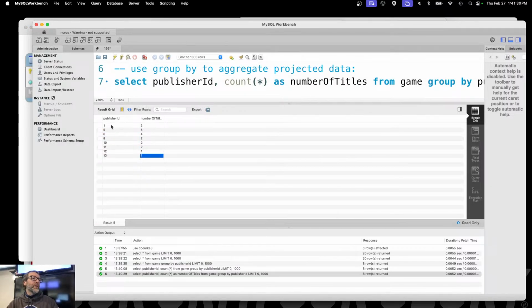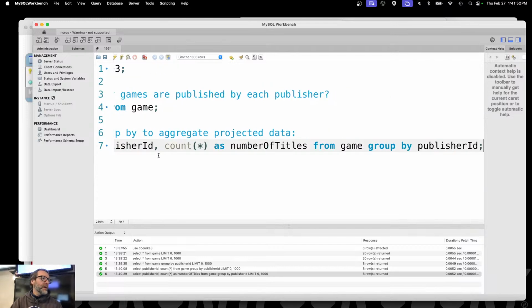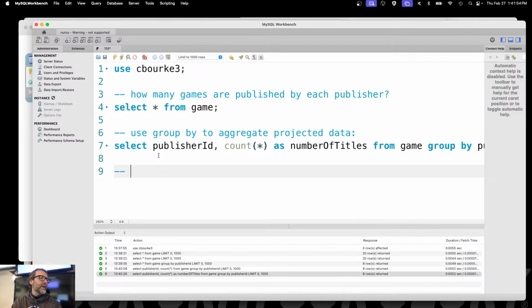What else do you see over here? I see 1, 1, 1, 2, 2, 3, 5, 5, et cetera. So I don't see any publishers that have 0 games. I want that in my report. I want to know, are there any publishers who have published 0 games according to this database? So 2 problems already. Before we get there though, let's go ahead and add another one here.